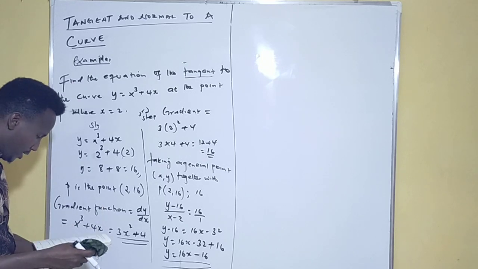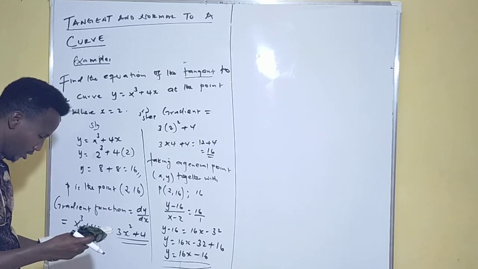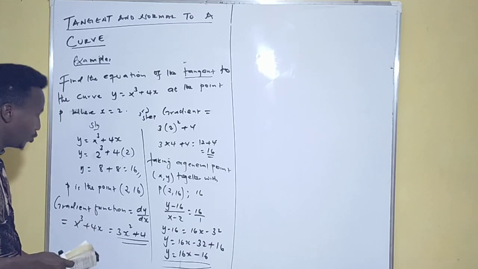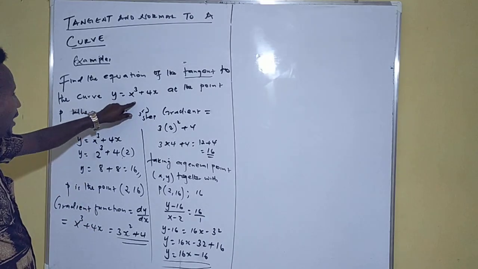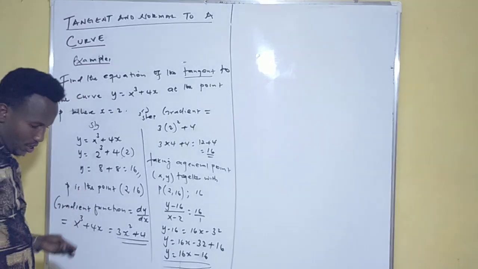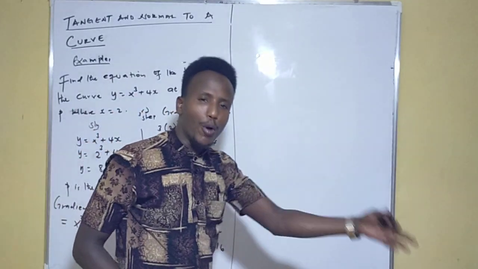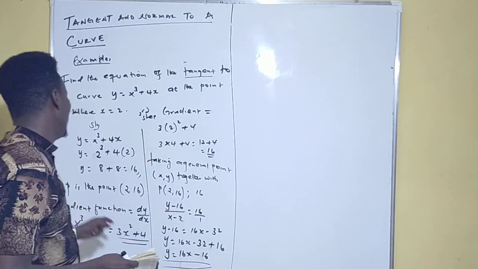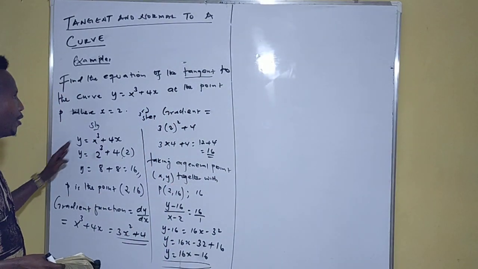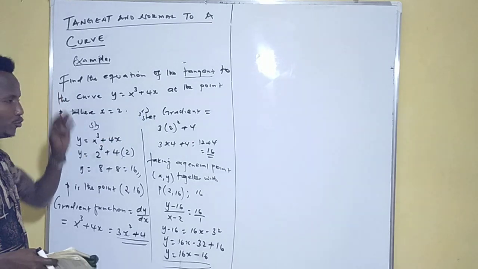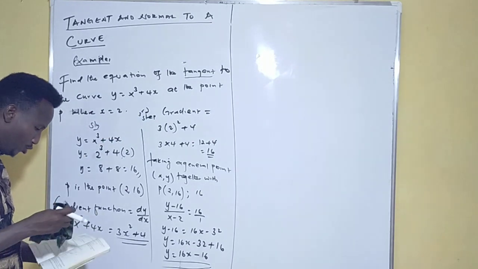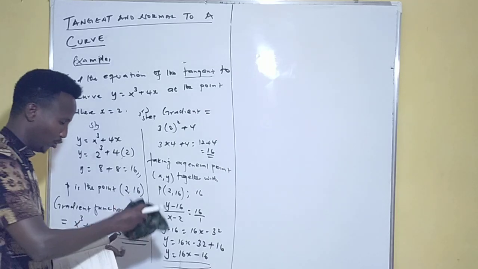So, in our next example, let's see another one. Understand the nature of this question. You are given the equation and the x value. Sometimes these guys will give you the point and the equation of the curve, the whole point. But for this one, you need to do extra work. Why? Because you don't have the y value. You have to get the y value.